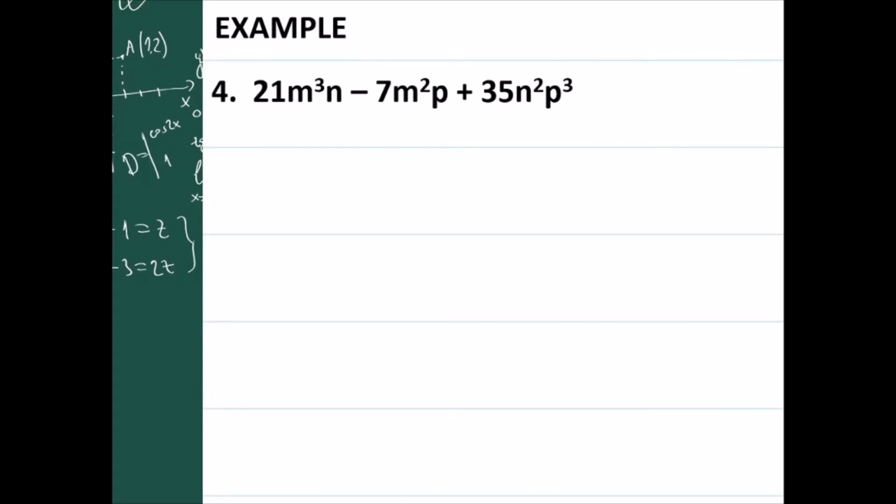Let's try another example. Factor 21m cubed n minus 7m squared p plus 35n squared p cubed. Our GCF is 7. Why only 7? Because the variables m, n, and p are not common in each term.